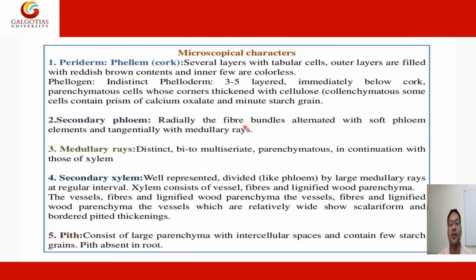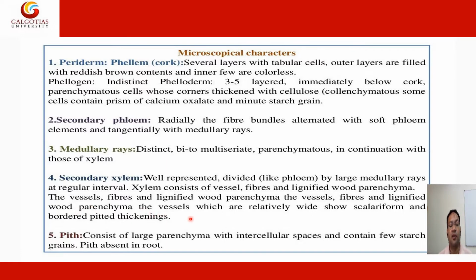Secondary phloem has fiber bundles alternating with short phloem elements, traversed by medullary rays. Medullary rays are distinct, one to multiseriate, parenchymatous and in continuation with those of the xylem. Secondary xylem is well represented, divided like the phloem by large medullary rays at regular intervals. Xylem consists of vessels, fibers, and lignified wood parenchyma.